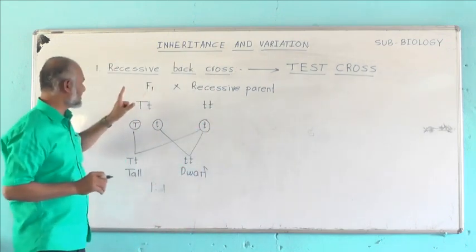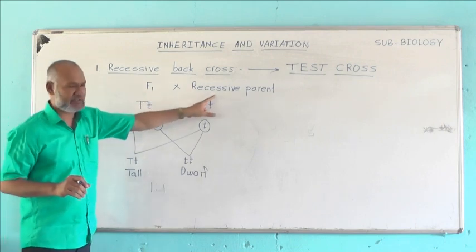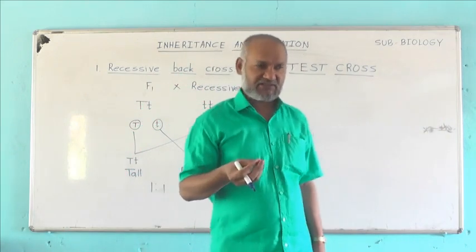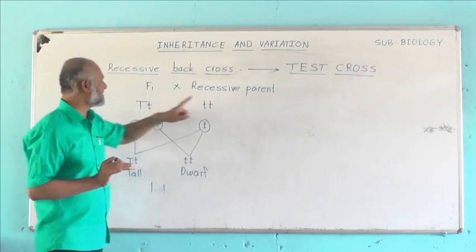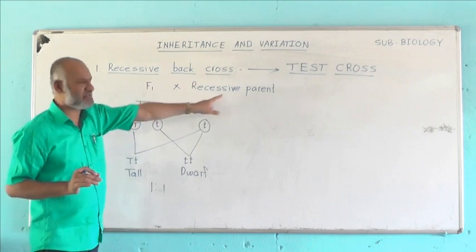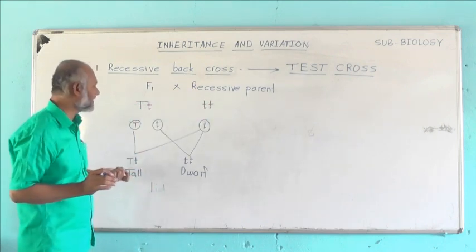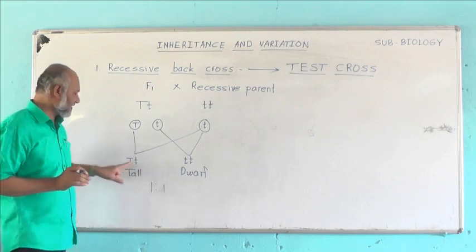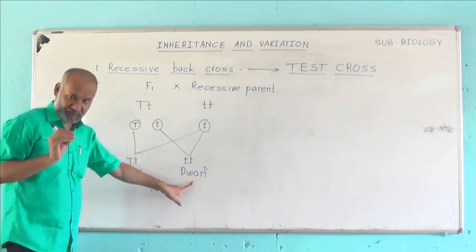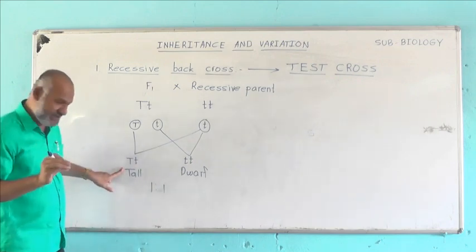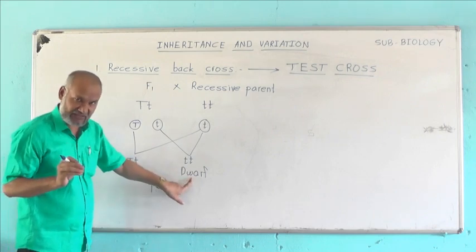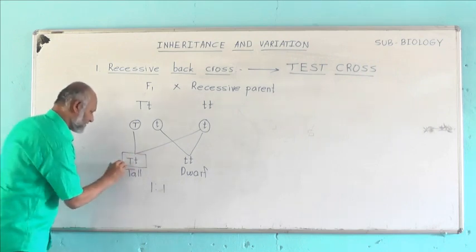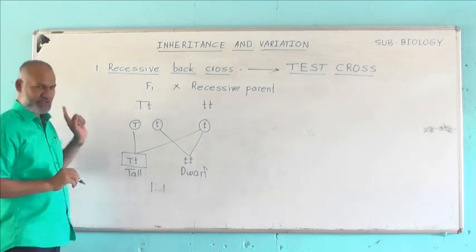In this test cross, the F1 individual is crossed with the recessive parent. In board examinations, many times this question was asked: what is a test cross? A test cross is a cross between the F1 individual and its recessive parent. And what is the result of the test cross? The ratio is 1:1, that is 50% tall and 50% dwarf, meaning 50% with dominant character and 50% with recessive character. But these 50% tall plants are heterozygous, not homozygous.